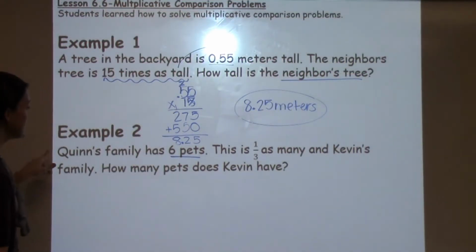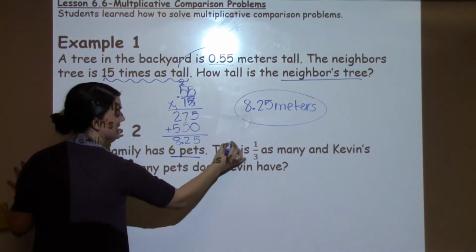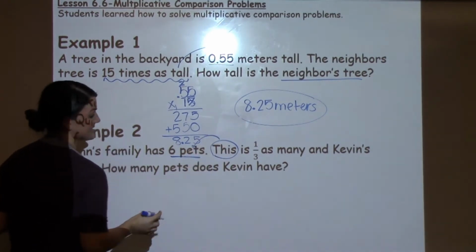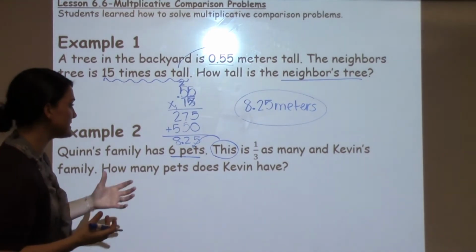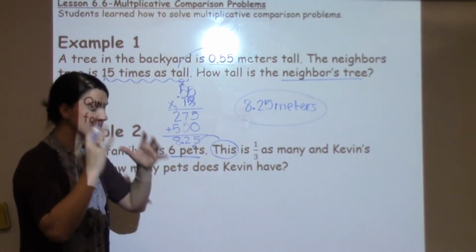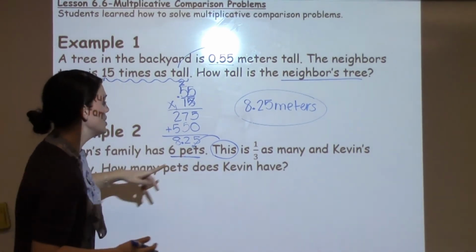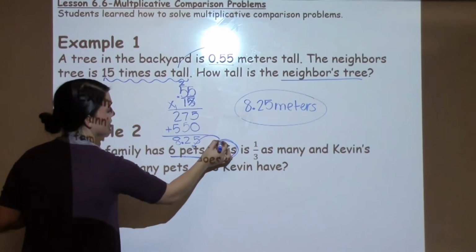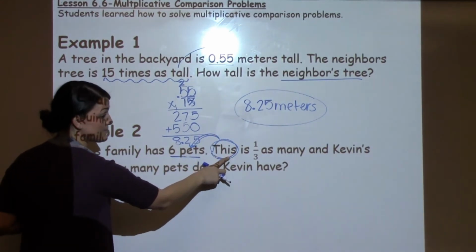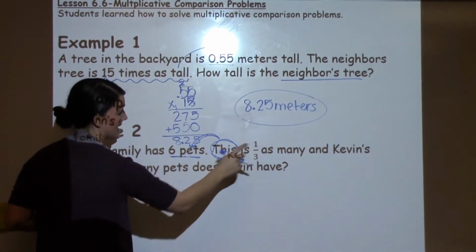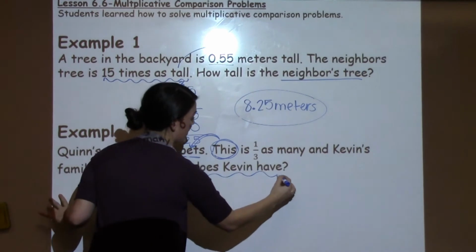So example 2 says that Quinn's family has 6 pets. This, and when they say the word this, they're referring to the 6 pets, the information that they just told us. That can be really tricky for students. They don't think about what the this is. But when they connect it with the number, it starts to make a little more sense in the problem. So 6 pets is 1/3 as many as Kevin's family. So how many pets does Kevin have?